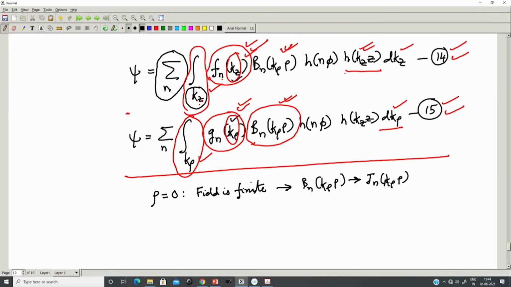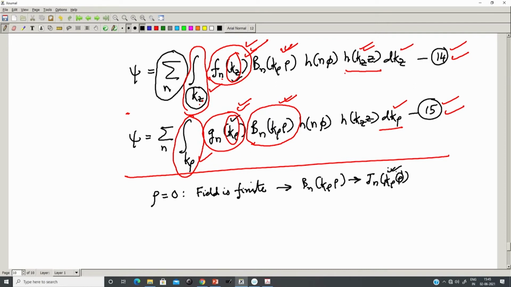as their argument k rho becomes 0, because we are dealing with the spatial location. We are not concerned with the behavior of k rho here, our concern is over the rho variable. So, what happens to these functions as rho changes?